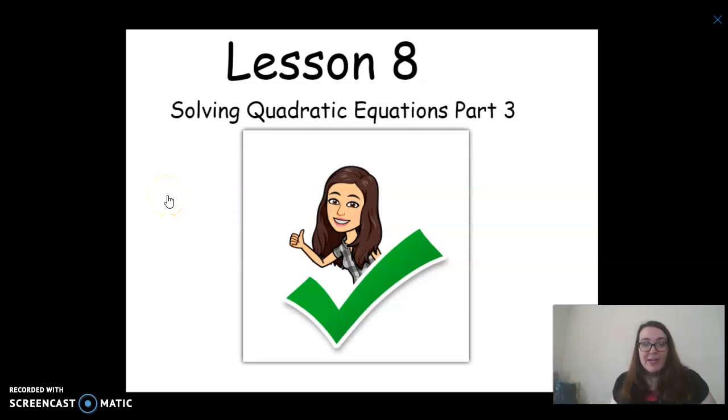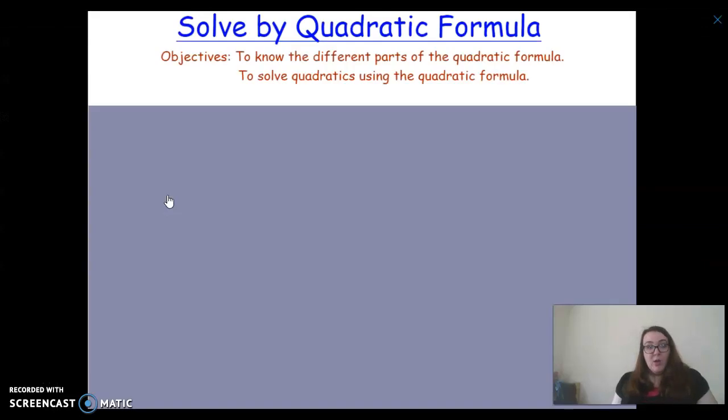Alright, hello everybody, lesson 8. So we are solving quadratics still, and it says part 3. We've solved quadratics by square roots, we've solved quadratics by factoring, and now we're going to learn a third way to solve quadratics. Today we are going to learn to solve quadratics by the quadratic formula.